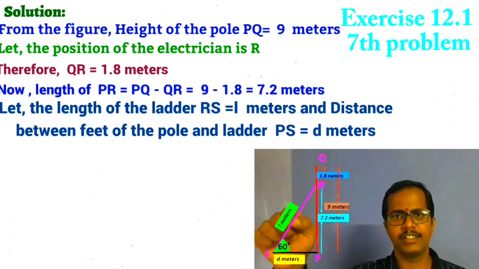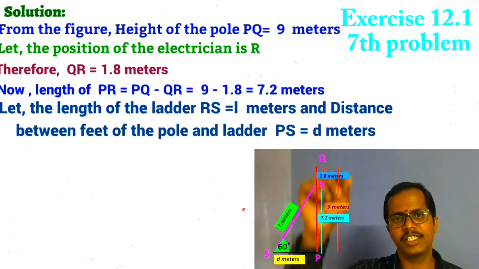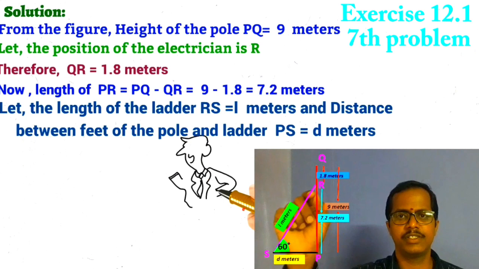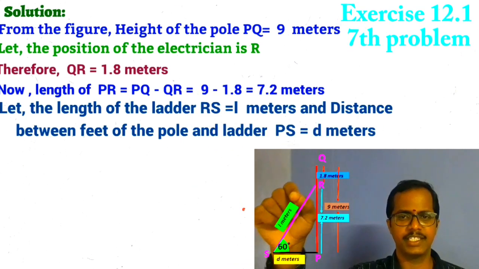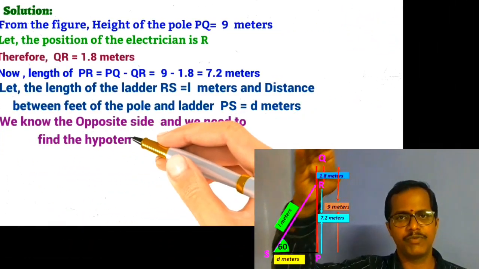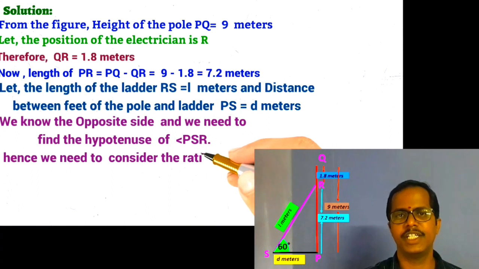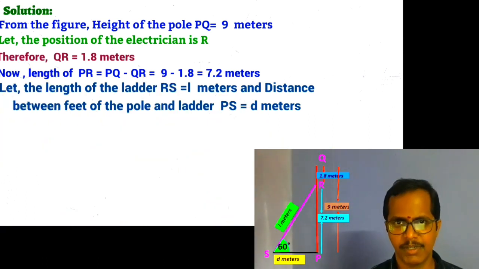To find this, we need to use trigonometric ratio. Can you guess which trigonometric ratio is suitable to find this length? Yes, for this given angle 60 degrees, we have the opposite side, that is PR, and we need to find the hypotenuse. Hence we need to consider sine trigonometric ratio. So let us consider sine trigonometric ratio.